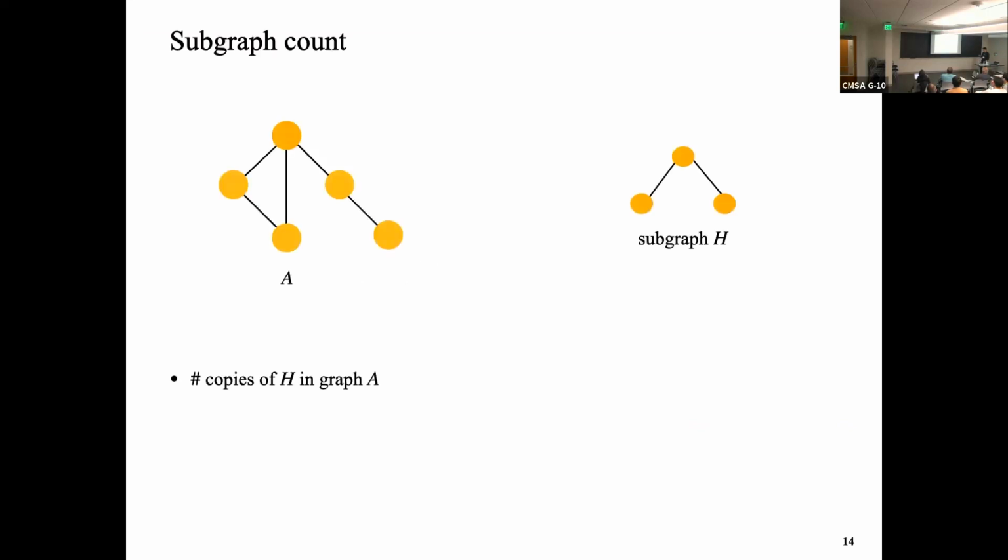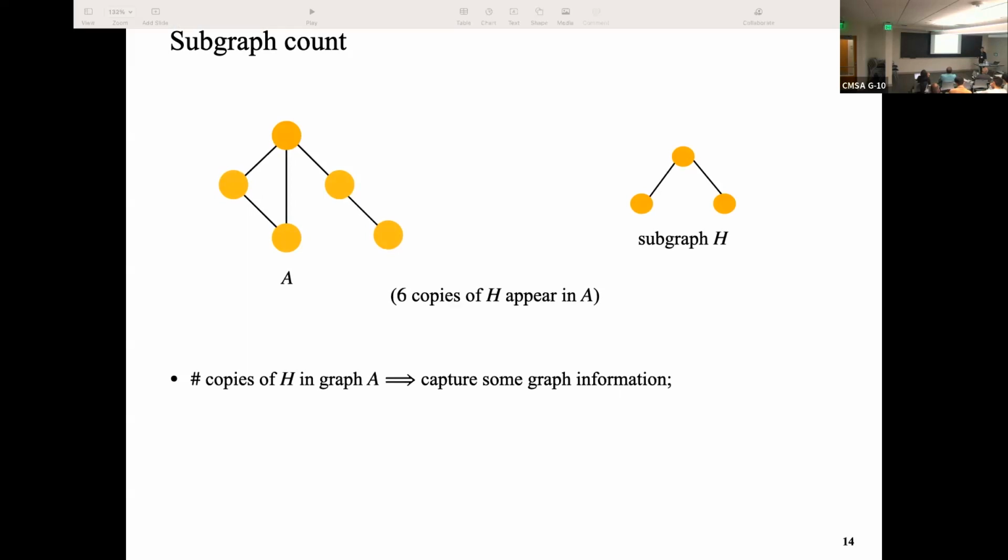So let me maybe set up some notation. So here I have one graph like this, and there are some small subgraphs, and the number of copies of H in the graph A is what I mean by a subgraph count. For example, here you can count the number of wedges. Here there are a total of six. Okay, it captures some information about the graphs. You can maybe think about them as some polynomials of the adjacency matrix, and so on and so forth.